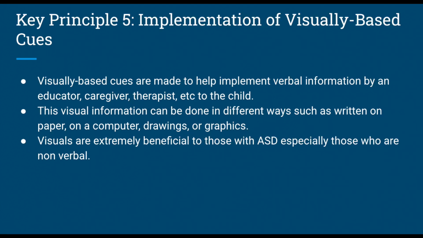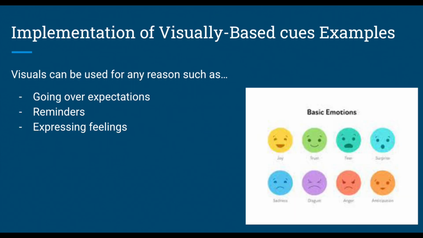The fifth principle, implementation of visually based cues, helps to convey verbal information from the educator, caregiver, or therapist to the child. Visual information can be written on paper, from a computer, a drawing, or graphics. Visual information is especially beneficial for children with ASD who are non-speaking. Visuals can be used for any reason. They can be used to go over expectations as reminders or to display basic emotions.